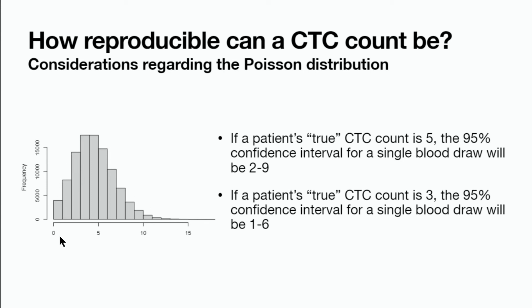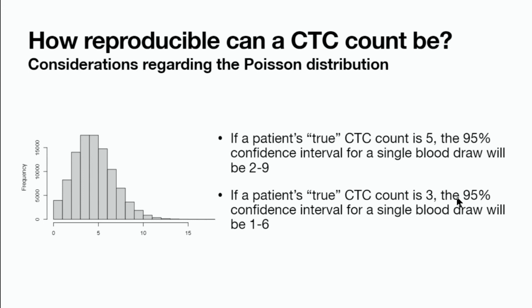Well, if you do the 95% confidence interval for that, if a patient's true CTC count is 5, 95% of the time you're going to get a number between 2 and 9, which is a fairly broad range if you think about it. And it also calls into question how rigid can you be about one of these cutoffs for 5 circulating tumor cells affecting prognosis, when in fact you're looking at a fairly broad range of numbers in real life? And then if you use the colon cancer cutoff of 3, the 95% confidence interval with the Poisson distribution will be between 1 and 6.